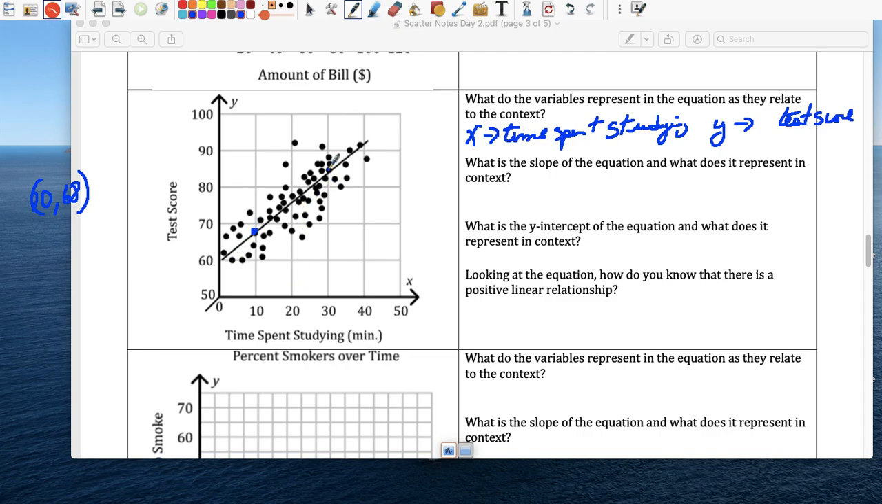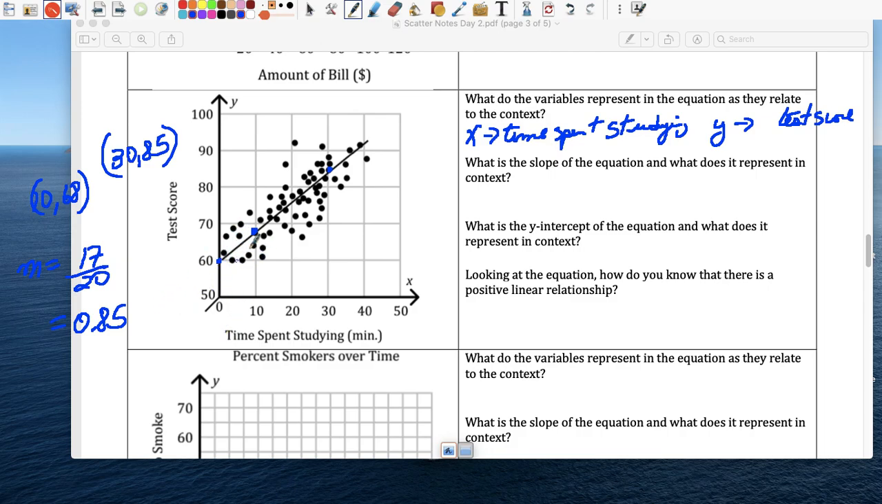Let me find another point that's easy. Well, let me try that point right here. That looks like 30 minutes. If you study 30 minutes, you get an 85. So there's my 2 points: 30, 85. It's not going to be perfect, so as best as you can. So let's find the slope first. I'm going to do 85 minus 68, 17. And then 30 minus 10 is 20. I'm going to leave that as a decimal. 17 divided by 20 is 0.85.